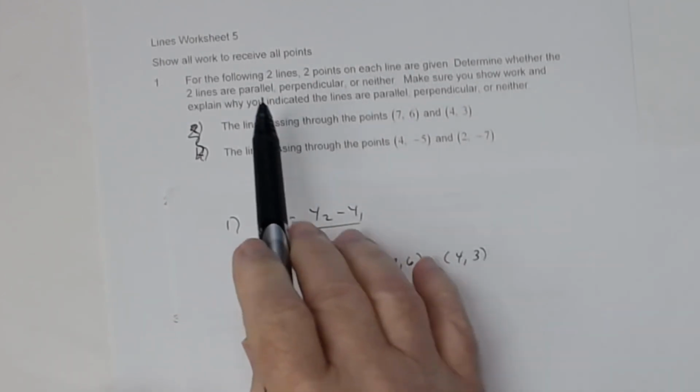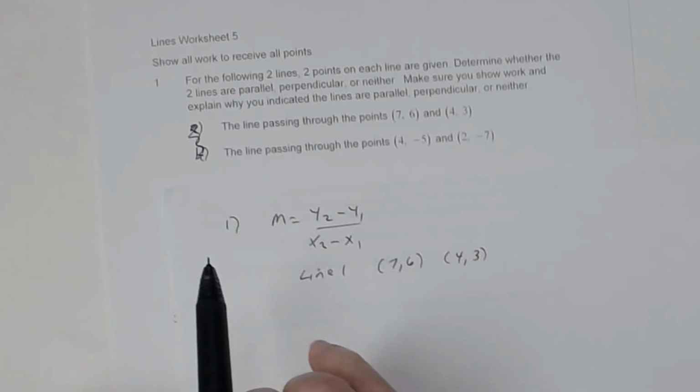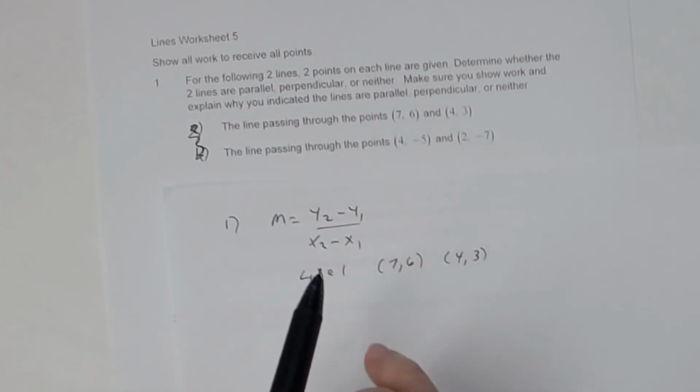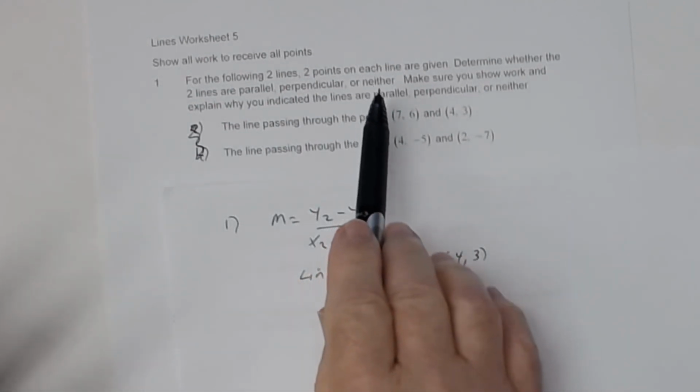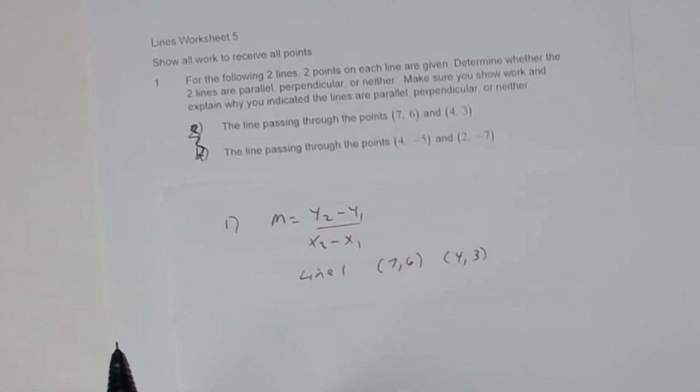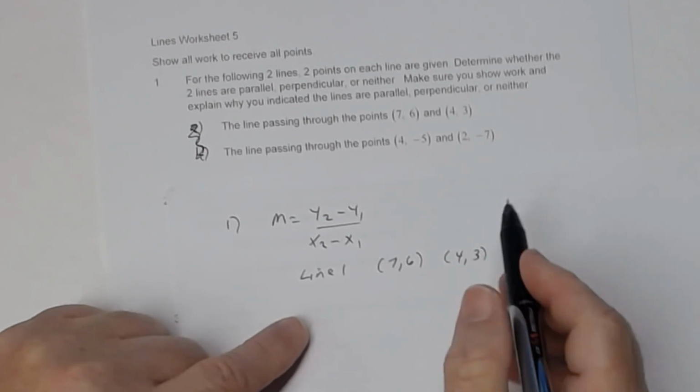All right, now remember, two lines are parallel if they have the same slope. Two lines are perpendicular if their slopes are negative reciprocals of each other. And then the neither here means that it's neither parallel nor perpendicular. That's what neither means. All right? Okay, so let's go ahead and find the slope.